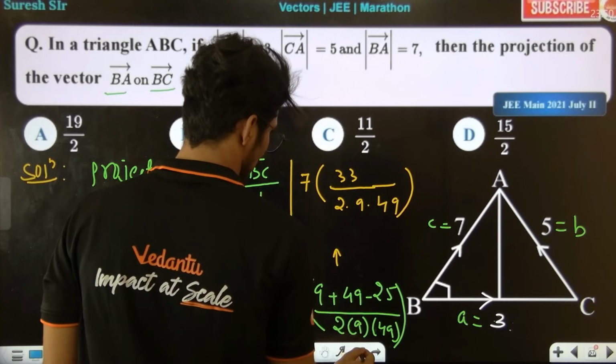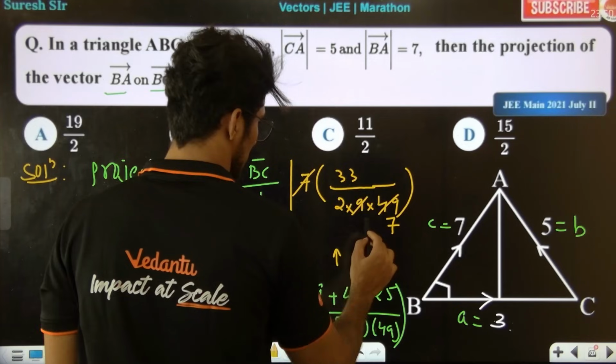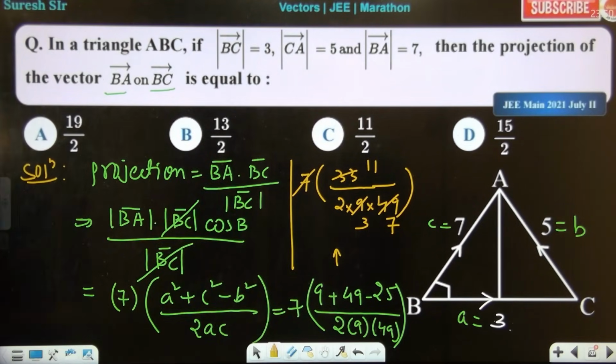7 ones, 7 sevens, 3 threes, 3 11s. So 11 by 70. What is the answer? Check. 11 by 2. What do I need here? Did I miss any calculation? Nine plus 49 minus 25 by 2 AC, right? 2 AC. AC means what?